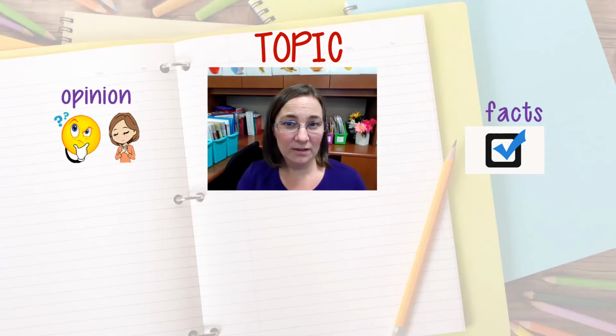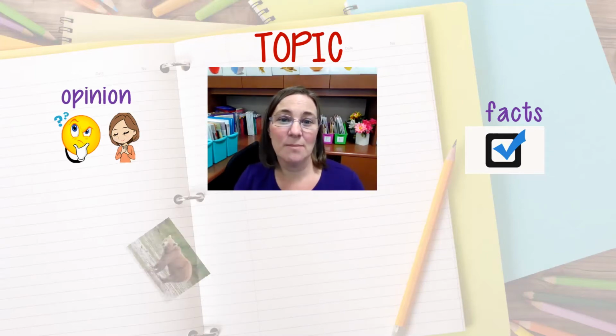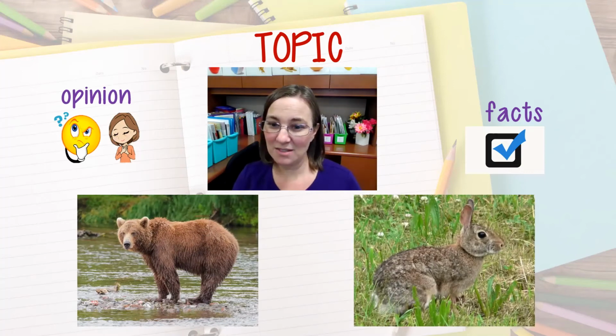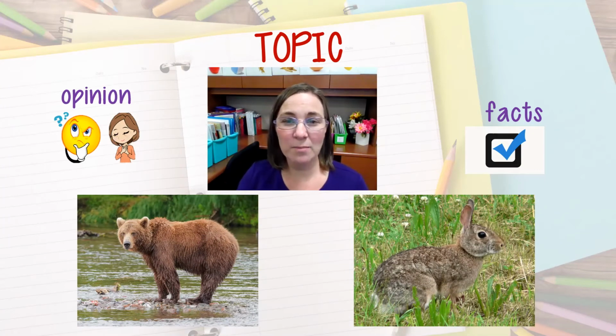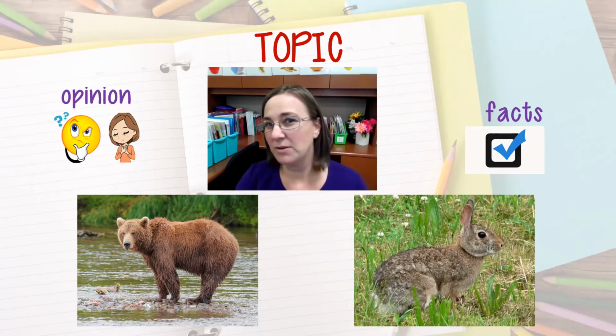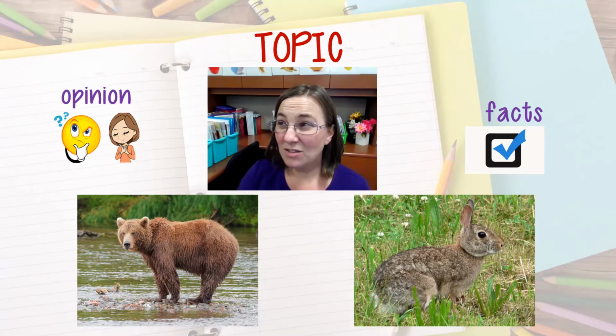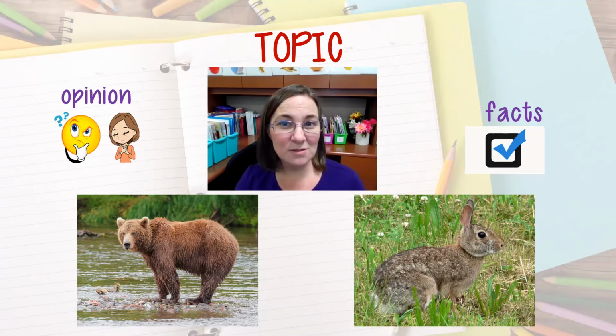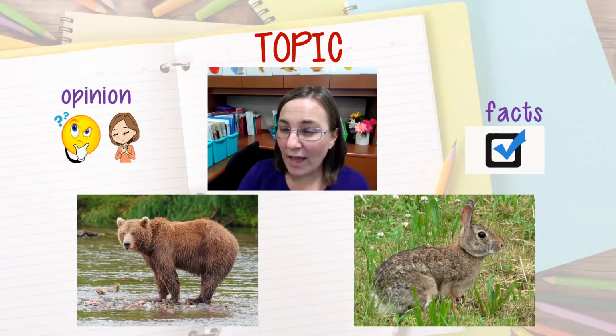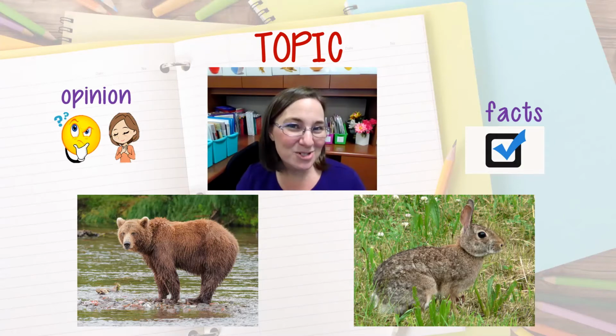Today we're going to be thinking about bears and rabbits and which animal we like better. Now already you're probably thinking, oh, I know I like bears better, or I know I like rabbits better. But you might not have all the facts that you need to make that decision. We need to analyze some text and some photographs, gather some facts about each animal, and then decide our opinion. And I'm going to show you how to do that.